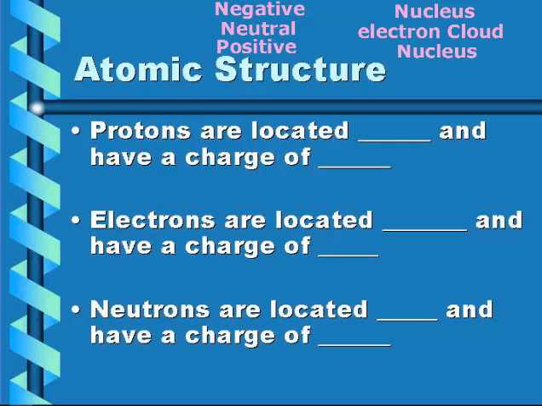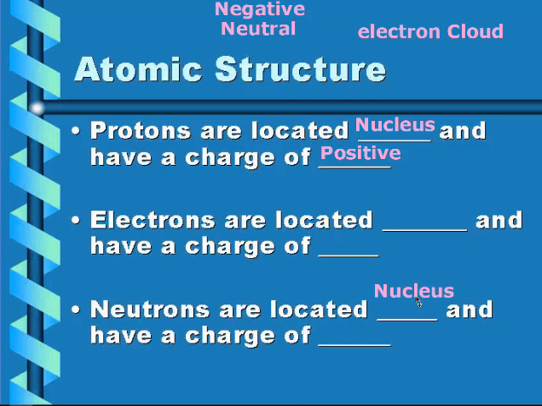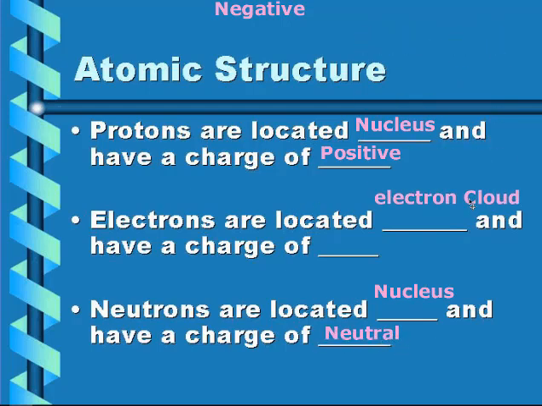Protons are located in the nucleus. They have mass and they have a positive charge. Neutrons are also located in the nucleus. They also have mass and they have a neutral charge. Electrons are found in the electron cloud and they have a negative charge.